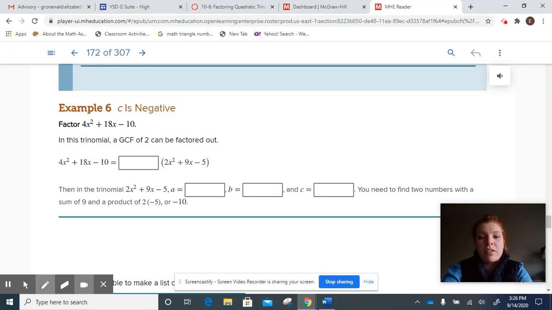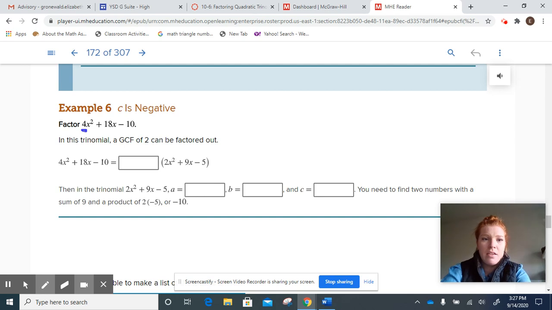All right, we're on to example 6 of 10-6. This one is a different type of factoring. The main difference between this factoring and the factoring that we did before is that A, I guess the number that's in front of x squared, is a number that's not 1, right? When it's 1, we can focus on these last two terms, but when it's not, things change a little bit.